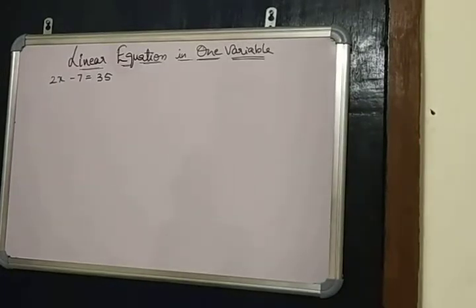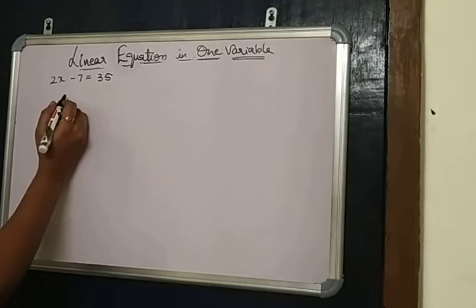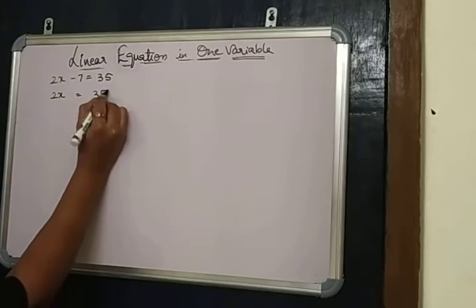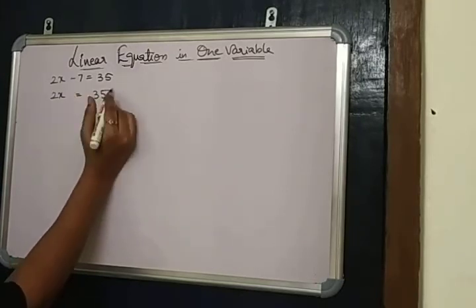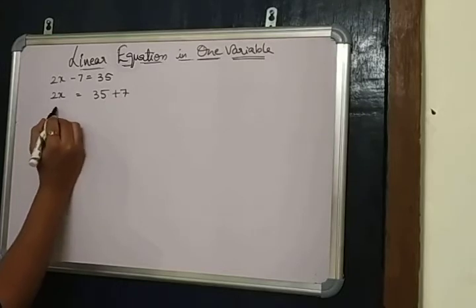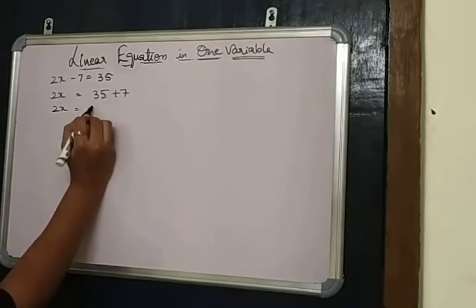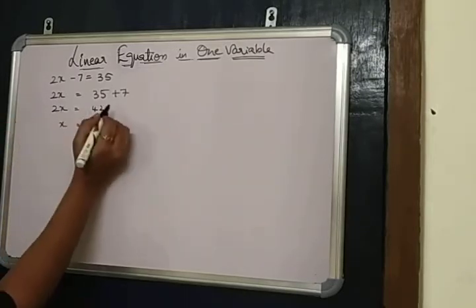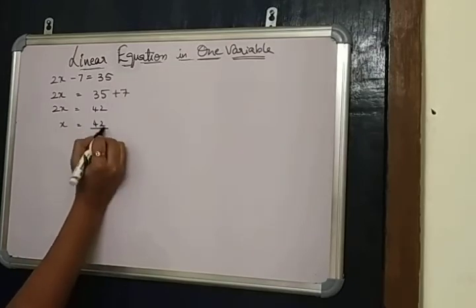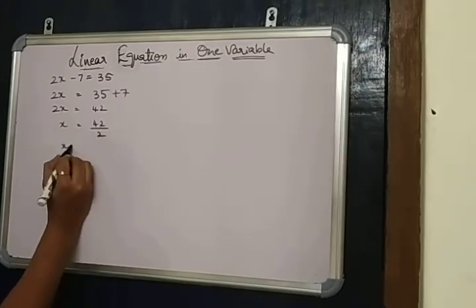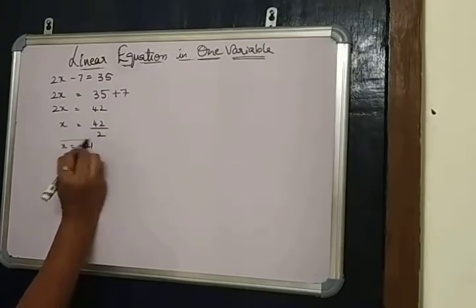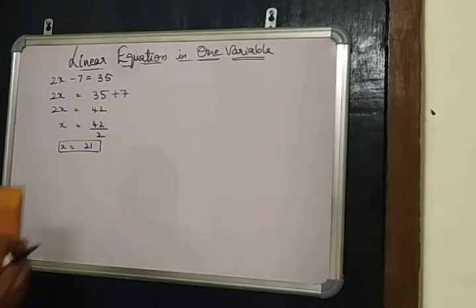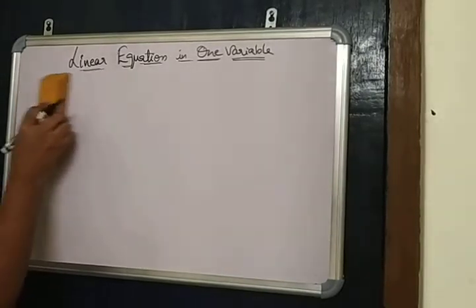Let us see another example. 2x - 7 = 35. Means 2x = 35 + 7, because we transpose this 7 to the right hand side, and minus 7 becomes plus 7. 35 plus 7 is 42, so 2x = 42. Then transpose the 2 to the RHS, and x = 42 divided by 2, so x = 21. Okay, these are the examples for linear equations in one variable. Let us start the exercise.